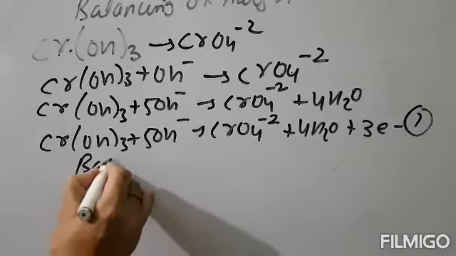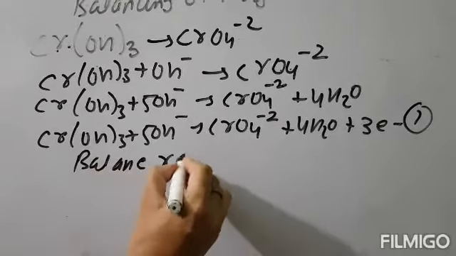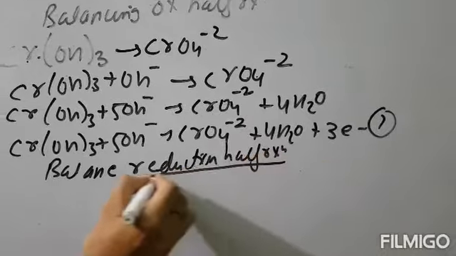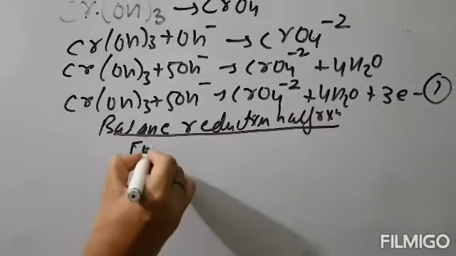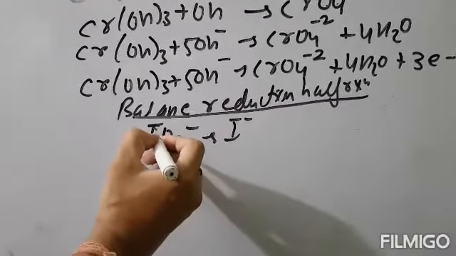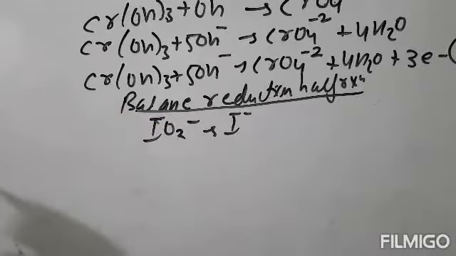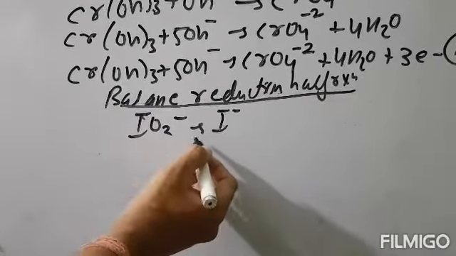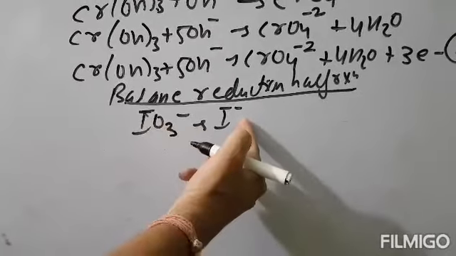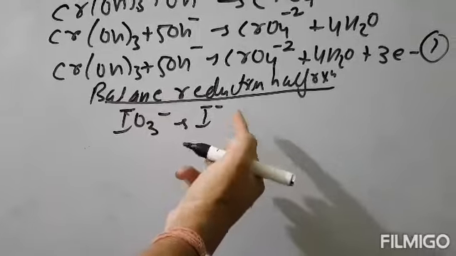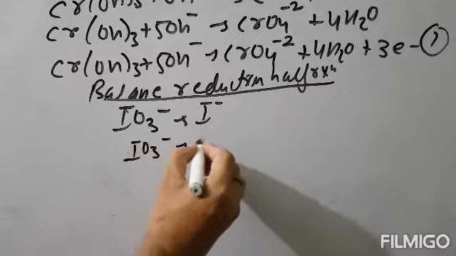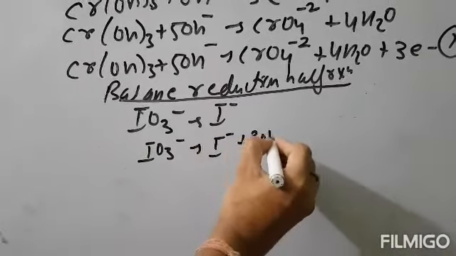After this, we are going to balance the reduction half reaction. That is IO3- is giving you I-. Now the atoms of iodine are balanced. Now to balance the oxygen atoms, this is IO3. To balance the oxygen atoms, 3 OH- are added to the right hand side. So we are getting IO3- gives I- plus 3 OH-.